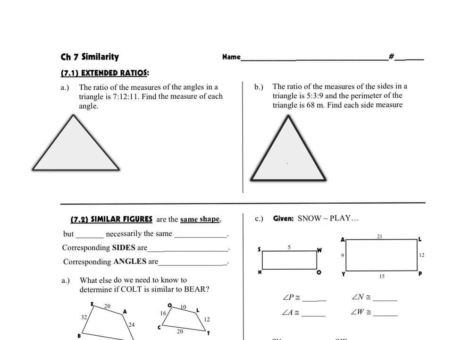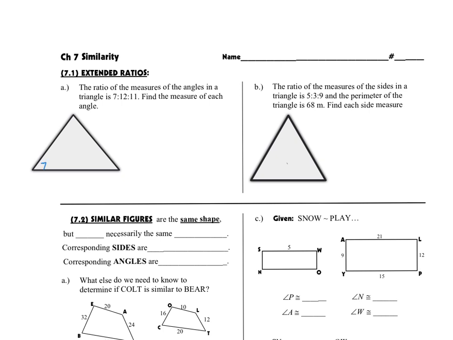We're going to take a look at section 7.1, some of the takeaways of extended ratios. So if we look at the first example A, it tells us the ratio of the measures of the angles in a triangle is 7 to 12 to 11. And we need to find the measure of each angle. So we're looking at those angle measures.